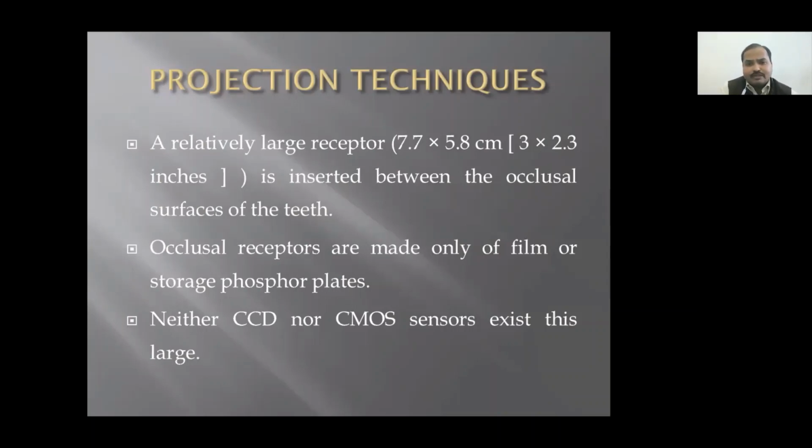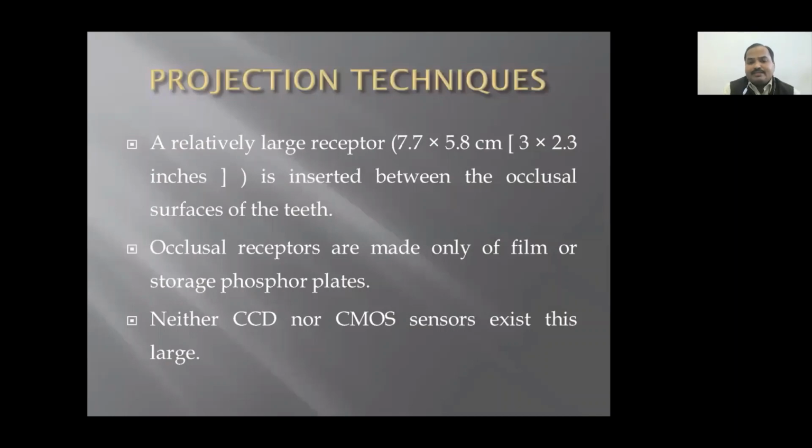Storage phosphor plates will be dealt with later on in radiography, when digital radiography or advanced radiographic techniques are taken up. Storage phosphor plates, CCD and CMOS are the methods of digital radiography where sensors are used. CCD and CMOS are sensors. Storage phosphor plates also take the latent images, which are processed on the computer. So it is a part of digital radiography only.